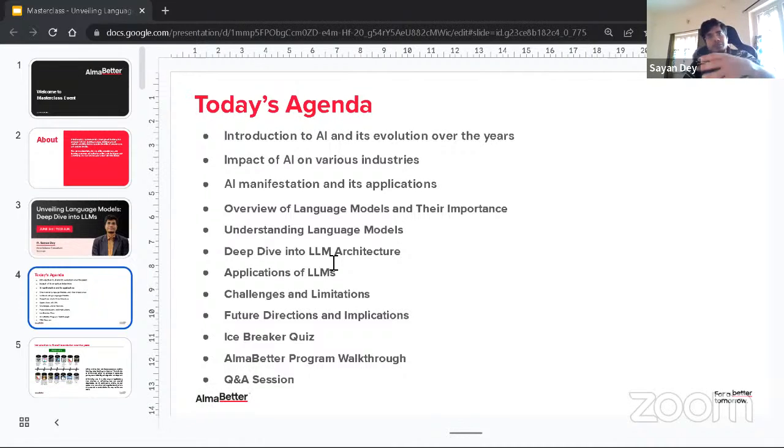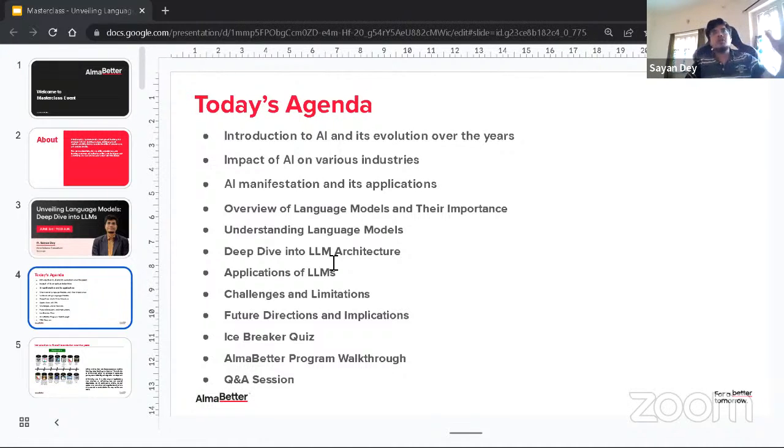Something that we'll try to talk about is what are the different ways, how is AlmaBetter different, and what do we do differently rather than a plain vanilla bland training program where you attend sessions, you do exercises, you do quizzes. It's pretty much the same thing, right? So how is it happening differently at AlmaBetter?